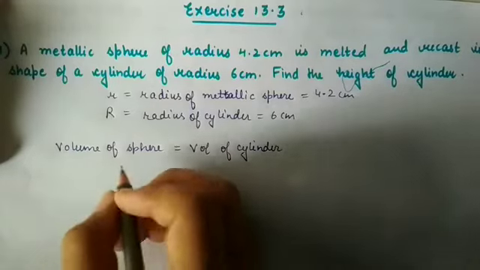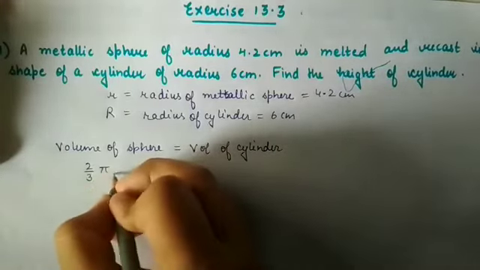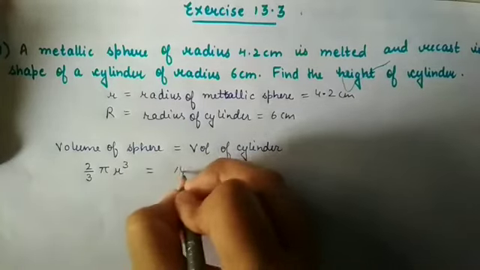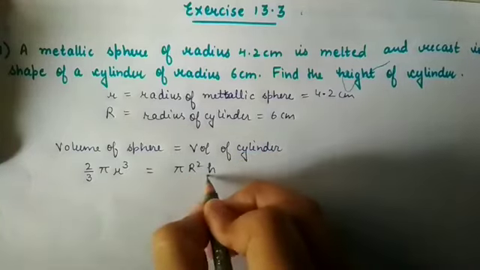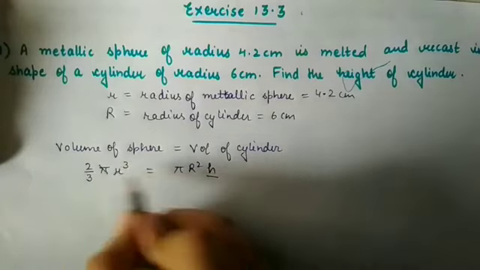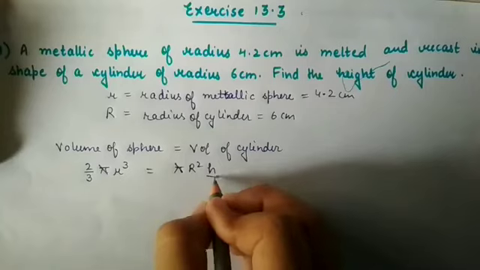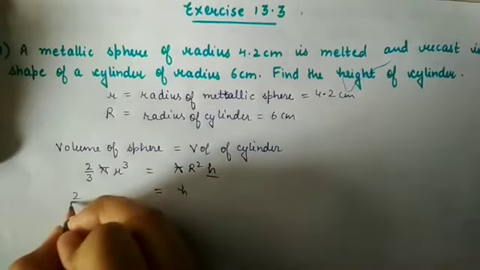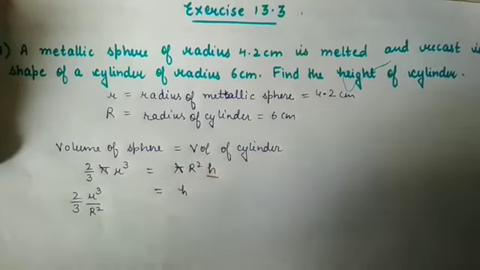What is the volume of sphere? Volume of sphere is given by 2/3 pi r cube, and volume of cylinder is given by pi R square h. We have to find h, and we know all other values. So first of all, from here you can cancel the value of pi. Now you are left with, keep h on one side and shift the other terms on the other side. So 2/3 r cube upon R square.